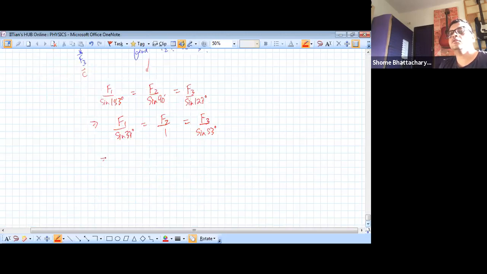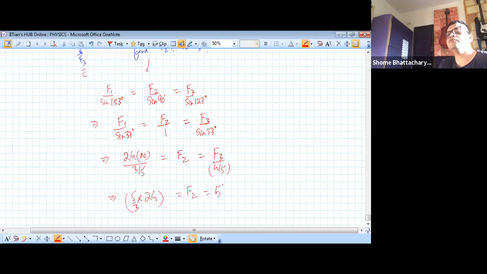So 24 newtons divided by 3 by 5 is the same thing as F2, is the same thing as F3 divided by 4 by 5. Okay. So 5 by 3 into 24 is equal to F2 is equal to 5 by 4 times F3.